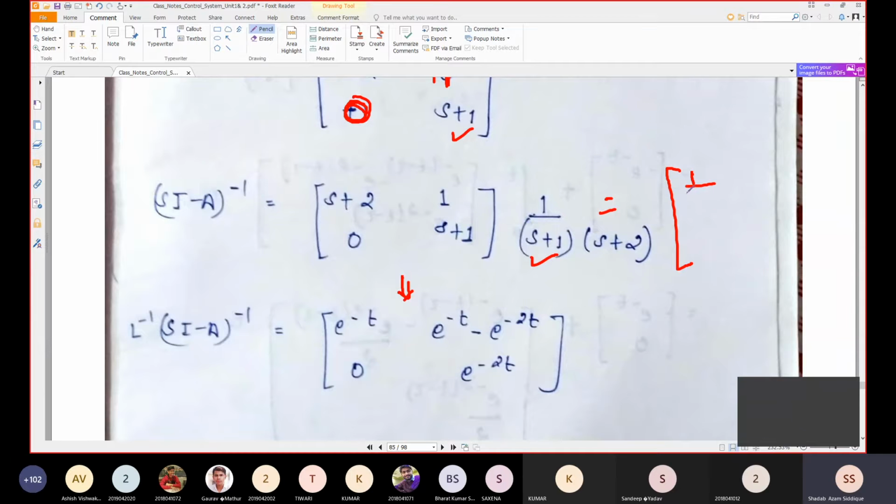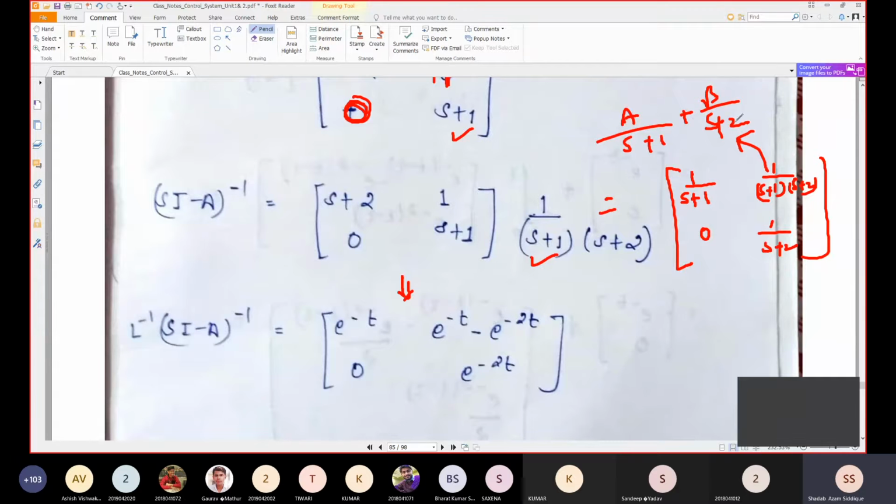So the first element will be 1 by s plus 1, and this will give you 1 divided by s plus 1 into s plus 2. And this one will give you 0, and this one will give you 1 by s plus 2. So you can find the inverse of this matrix. So what should be the inverse? 1 by s plus 1, you already know, 1 by s plus a is nothing but e to the power minus at. So that is nothing but e to the power minus t. And this you should split, again by partial fraction, A divided by s plus 1 plus B divided by s plus 2. Using this, you can find the constants A and B, and you can substitute. After that, you can find the inverse of this.